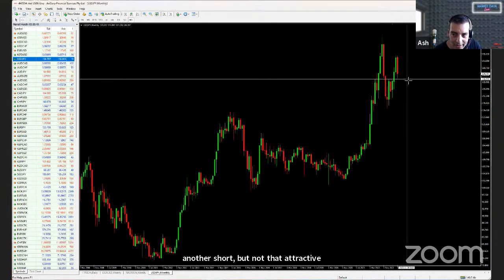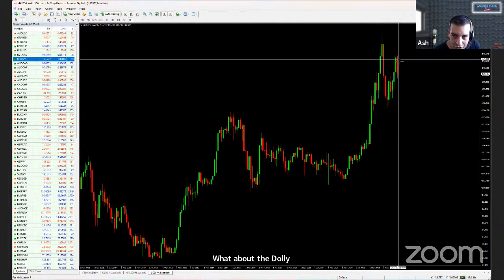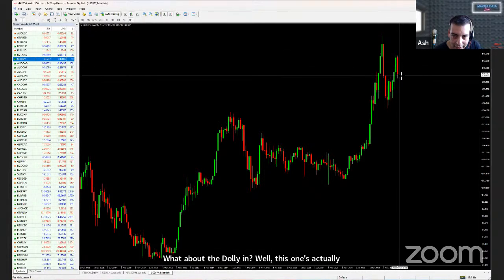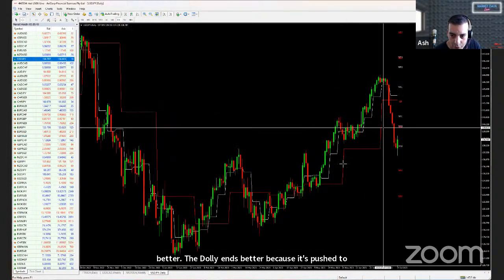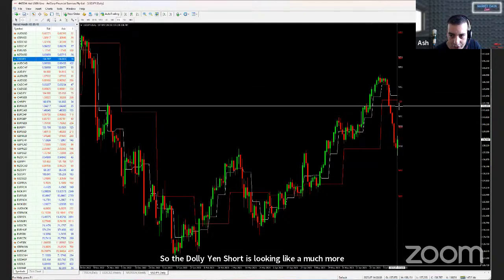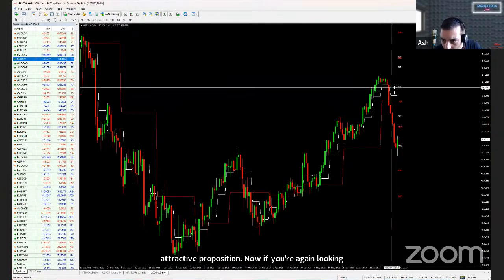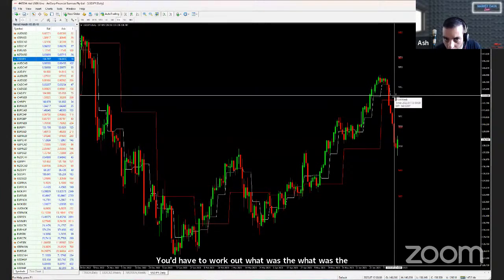Well, this one's actually better. The dollar yen's better because it's pushed to the upside, and now it's just started to retrace into this bar here. So the dollar yen short is looking like a much more attractive proposition. Now, if you're again looking at where this could go, you'd have to work out what was the high, low, and close on the dollar yen.